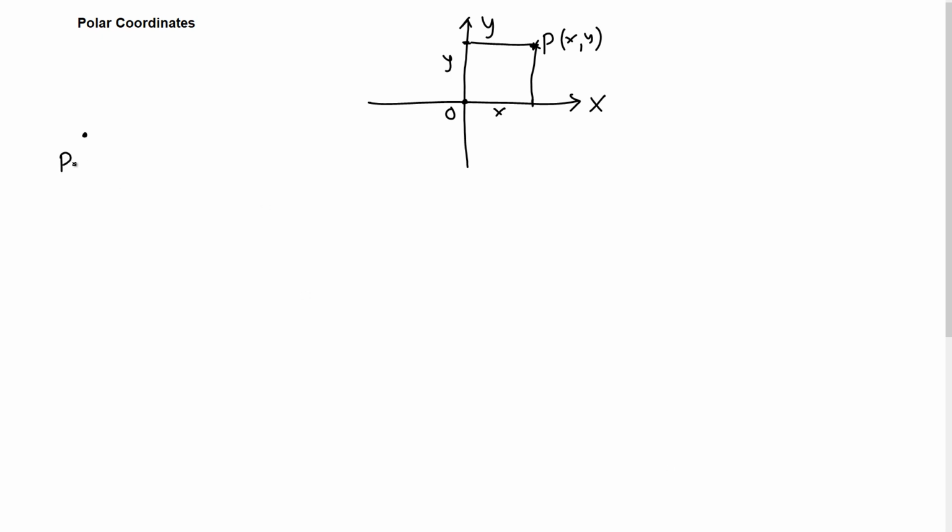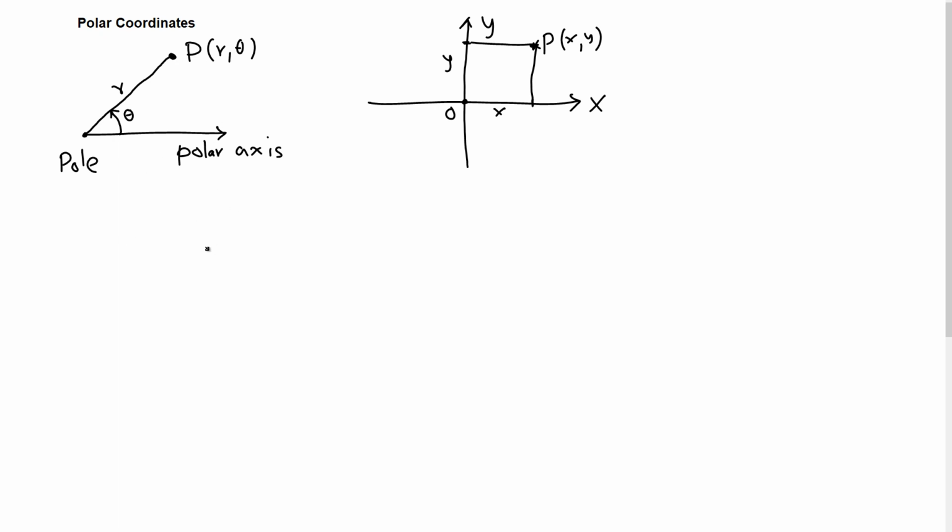pole, and it's like the x-axis, the polar axis. Suppose we have a point somewhere here. Then that point is denoted by an ordered pair (r, theta). r means the distance from the pole to that point. This distance is r, and this positive angle is theta. So this is how we locate a point in the polar coordinate system.